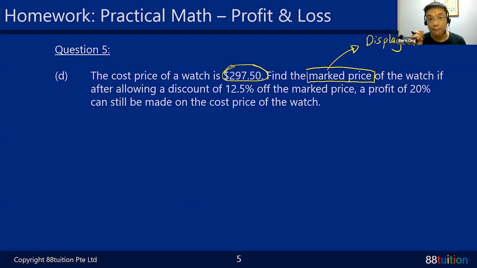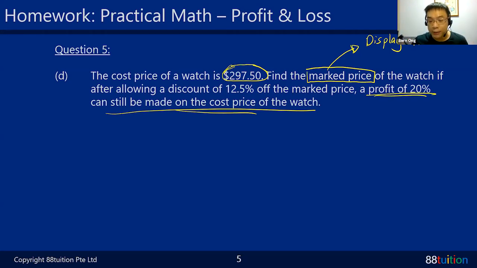You're supposed to find the mark price, means the display price of the watch, if after allowing a discount of 12.5% off the mark price, a profit of 20% can still be made on the cost price. Can you see or not? So there are two items down here. One is talking about the cost price. One is talking about the mark price. So you have to be careful.